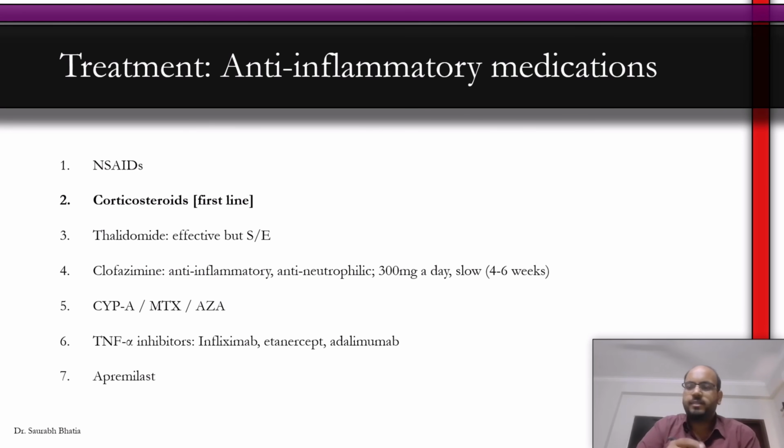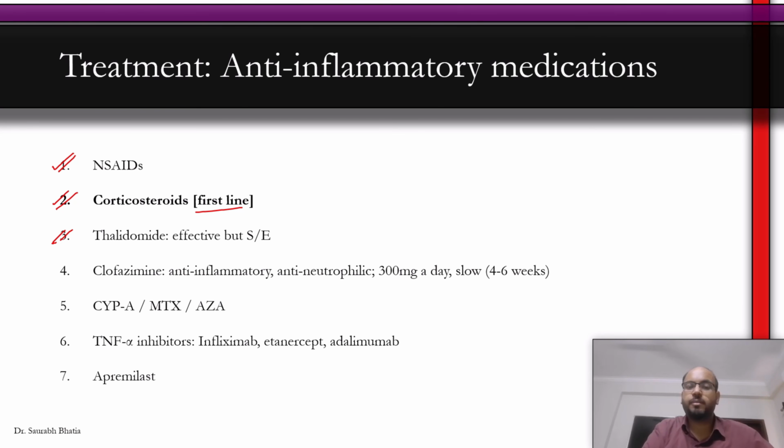Since we have discussed ENL, we know that it's an intense inflammatory reaction. So we need to use anti-inflammatory modalities. We have to use NSAIDs to take care of inflammation and pain. Corticosteroids remain the first line treatment of type 1 lepra reaction. In fact, in type 1 lepra reaction, you can get away with using NSAIDs, but in type 2, if you can, use steroids to control the current episode and then maintain on drugs like clofazimine or thalidomide.